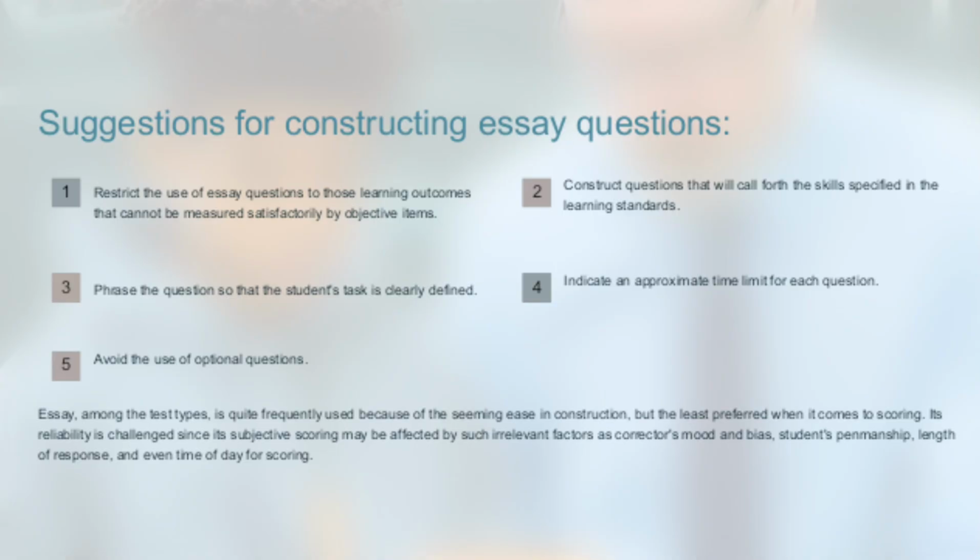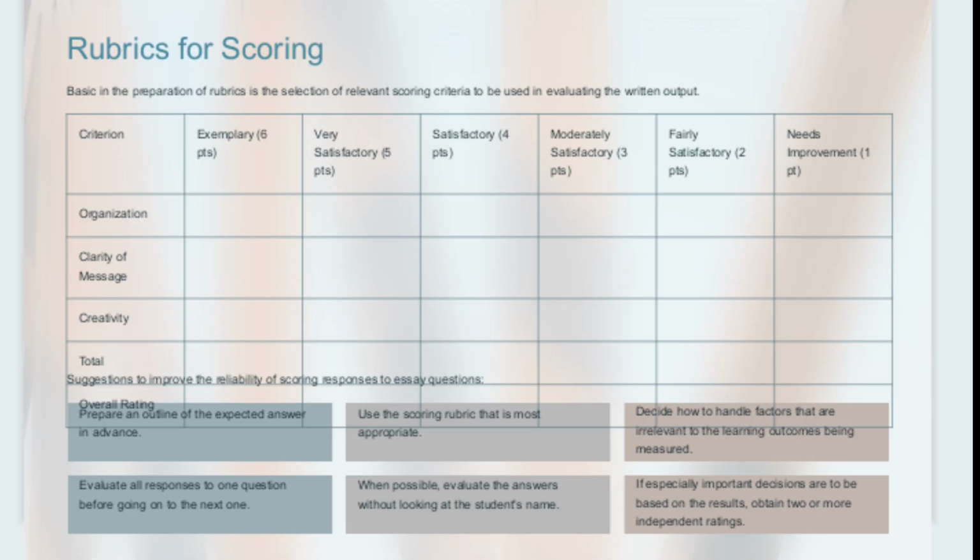Essay among these types is quite frequently used because of the seeming ease in construction, but it is the least preferred when it comes to scoring. Its reliability is challenged since the subjective scoring may be affected by such irrelevant factors as the corrector's mood and bias, students' penmanship, length of response, and even time of day for scoring. And I have also provided a rubric for scoring. This is just an example, and you can also use it in the future.